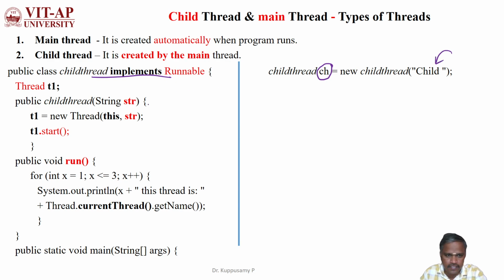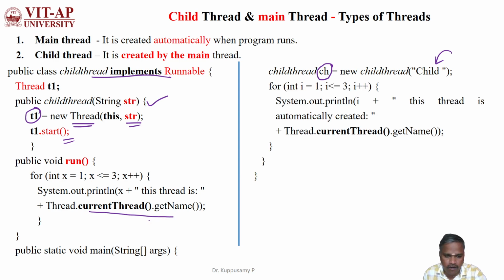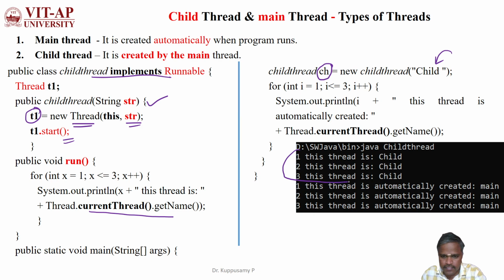Once it is called, this is executing, and for this thread it is assigning the name of the currently running thread. Once it is started, this one is giving you the output. You look at here, this is giving you the output as child, which is assigned here to this thread t1. t1 is started, then automatically the run method is invoked. This is running 3 times, giving you the name of this thread. The name of this thread is passed here as child. Then this for loop is executing.